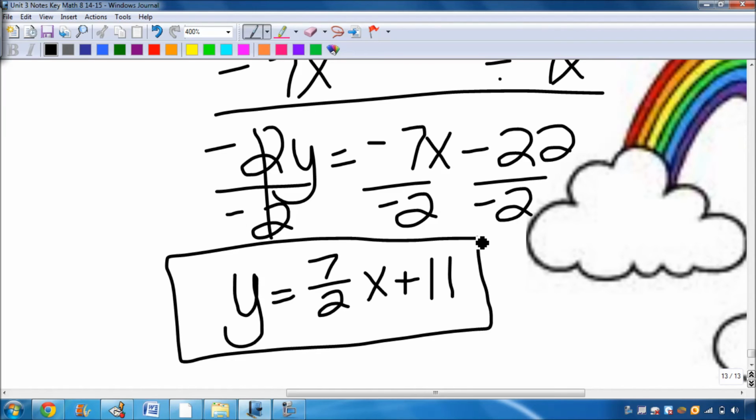Okay? That's how you get variables isolated in your equations.